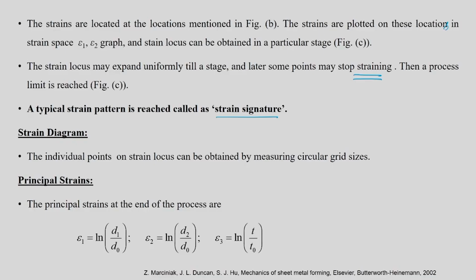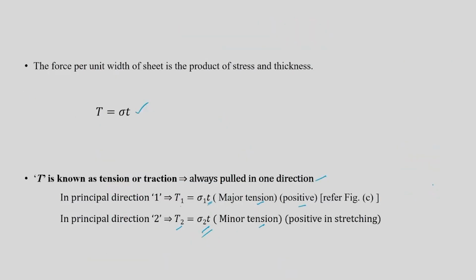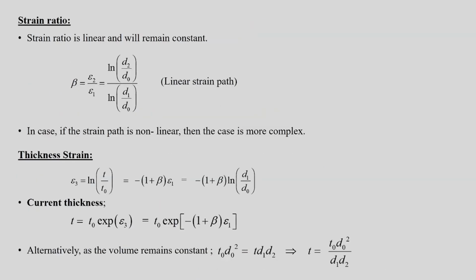So just to summarize, how do you calculate the principal strains? You have epsilon 1, which is nothing but d1 by d naught. What do you write? Right? Yeah. So epsilon 1 is d1 by d naught, epsilon 2 is d2 by d naught, and epsilon 3 is ln of t by t naught, or you can get it from epsilon 1 and 2 at a particular location. Like this you are going to get for all the grids.